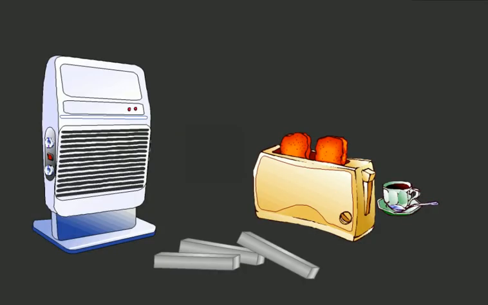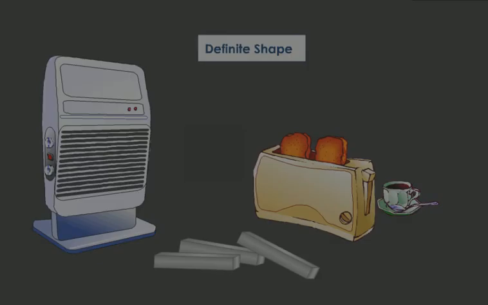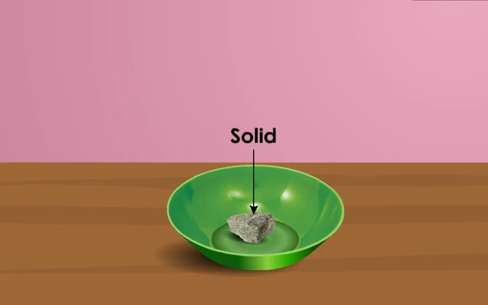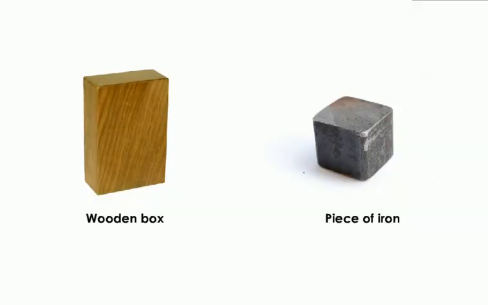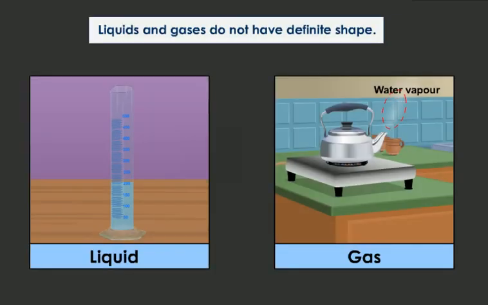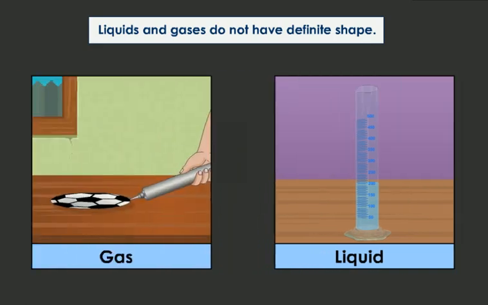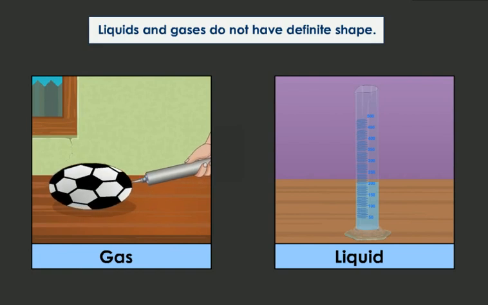Students, we know that a solid has a definite shape of its own. The shape of solid doesn't depend upon the shape of vessel containing it. Students, a given piece of wood or iron possesses a definite shape. Liquids and gases do not have definite shape, but they take the shape of the vessels in which they are kept or placed.